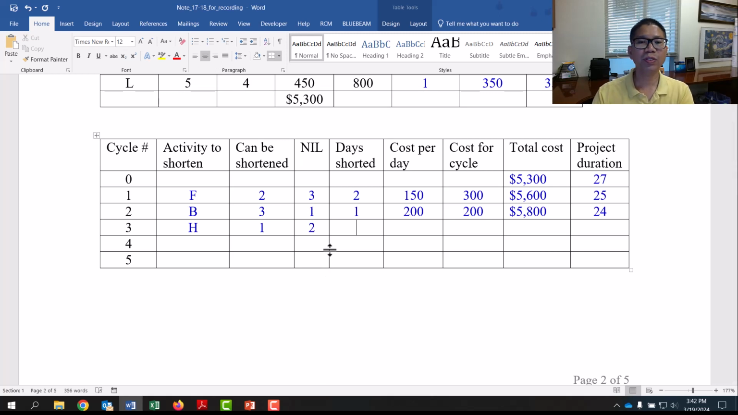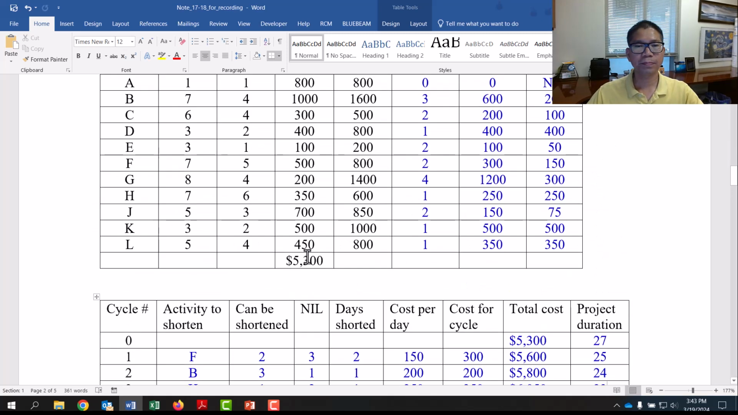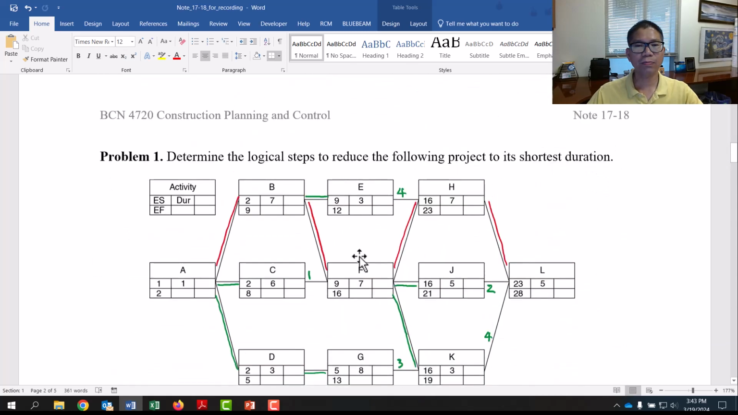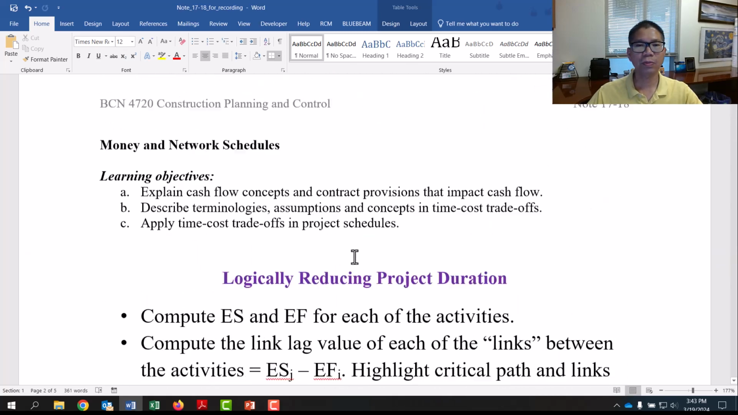And the minimum between those 2 columns, so it will be 1 and 250. Cost per cycle 250, and this one it will be 6,050. And you reduce 1 more day. Okay, so go to the next cycle.